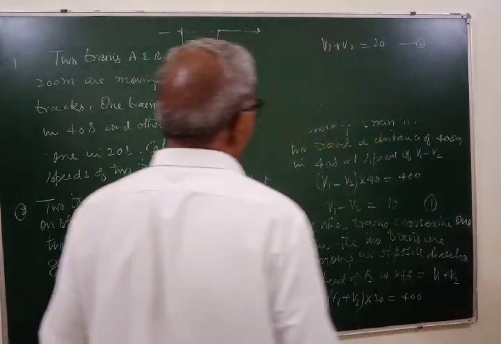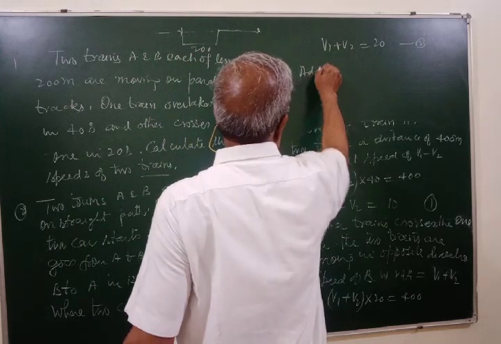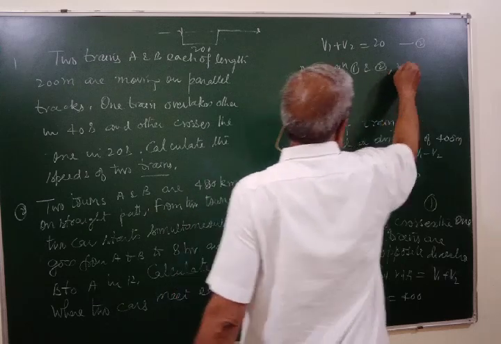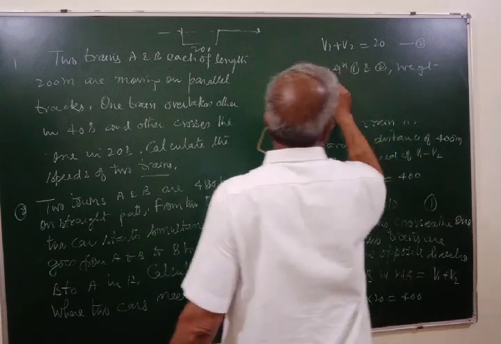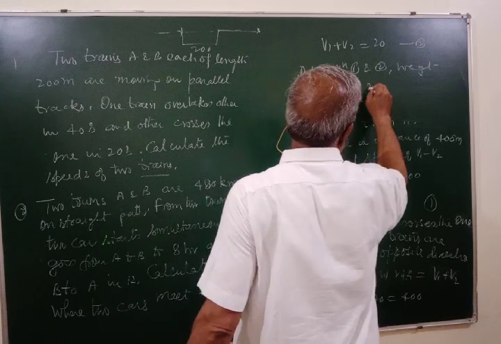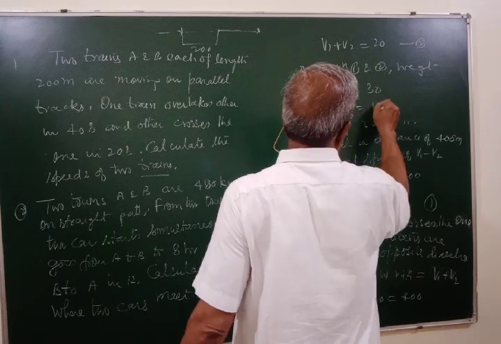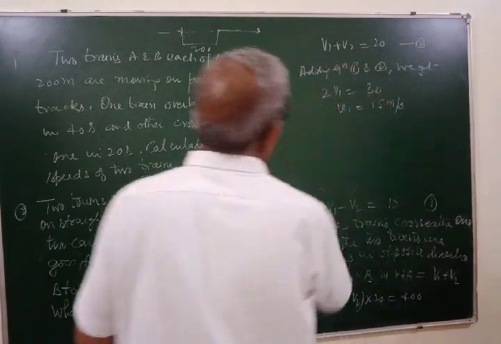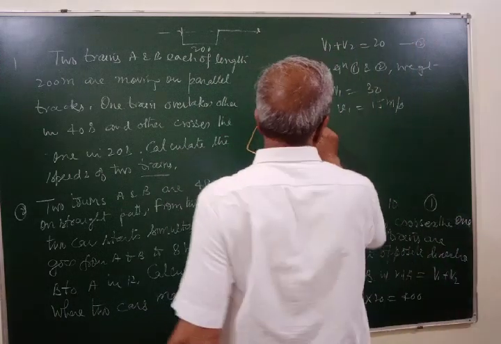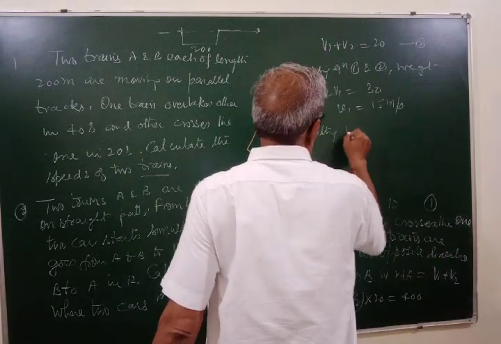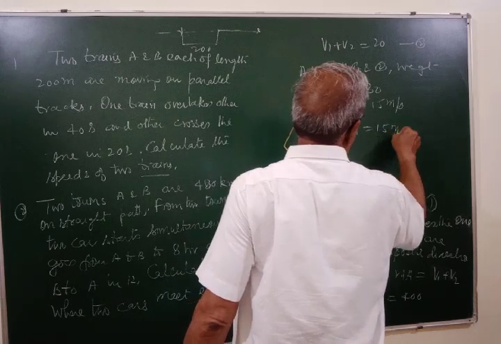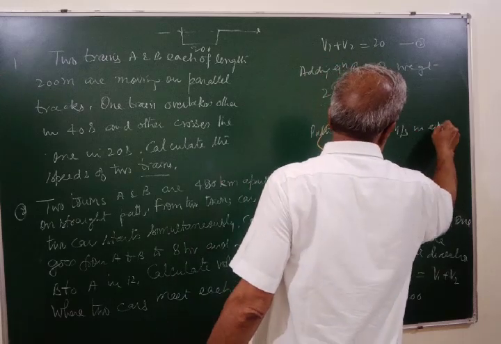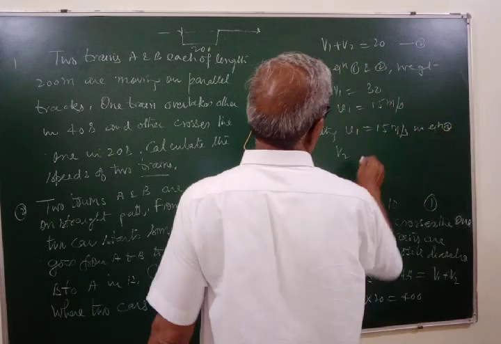Adding equation 1 and 2, we get 2V1 equal to 30, or V1 equal to 15 meter per second. Putting V1 equal to 15 meter per second in equation 2, V2 equal to 5.